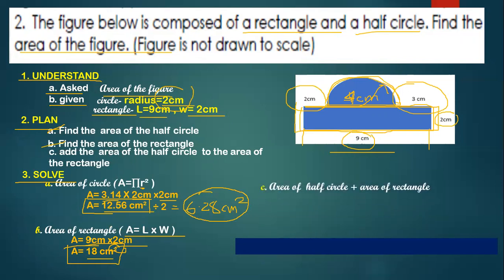Okay, so the area of the semicircle is just 6.28 square centimeters. Isasama natin yung area ng rectangle, that is 18 square centimeters. Okay? Yun lang yun. And then you have to combine. So 6.28 plus 18 cm. Okay? Try to solve it on your own. Just pause the video para ma-check kung tama ang sayo.